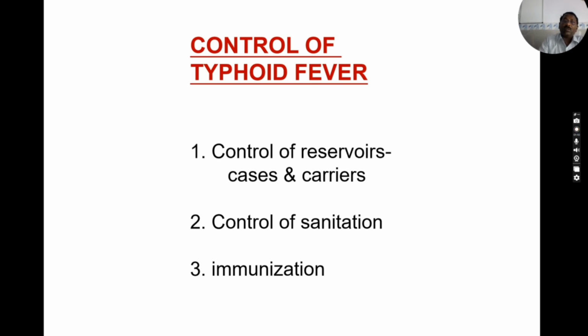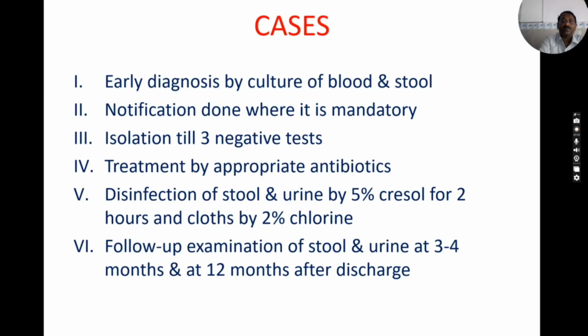So how to control typhoid fevers? Control of the reservoirs, cases and carriers, control of sanitation, and immunization. So I think the second one is more important. The first one is important as far as the person is concerned, to relieve the fever. And the second one is very important to control the transmission of the disease. And of course, immunization is also very important. So early diagnosis by culture of the blood and the stool. Notification done where it is mandatory.